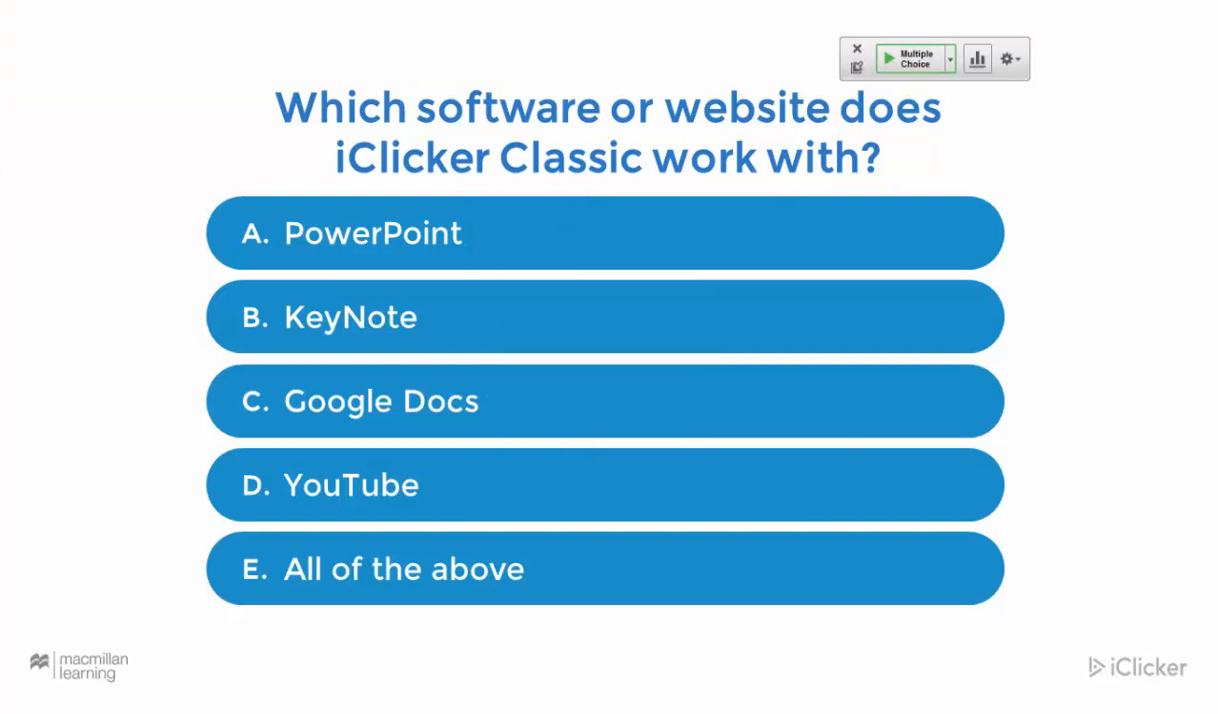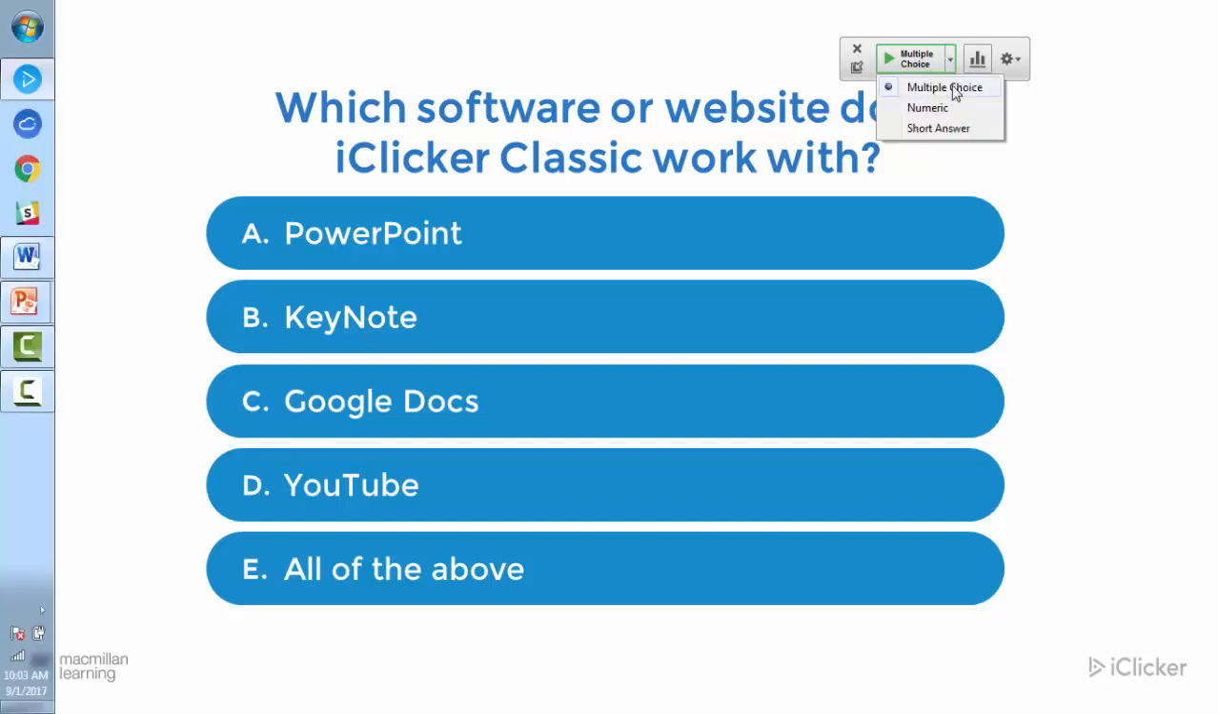So here's my question. Which software or website does iClicker Classic work with? A. PowerPoint, B. Keynote, C. Google Docs, D. YouTube, or E. All of the above. To start a poll, all I need to do is go to my floating toolbar, make sure it's set to the proper type of question, and then press the Start button.